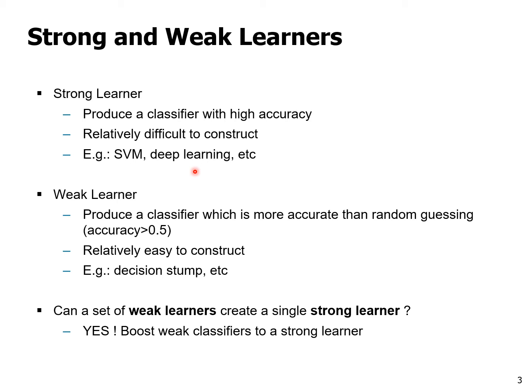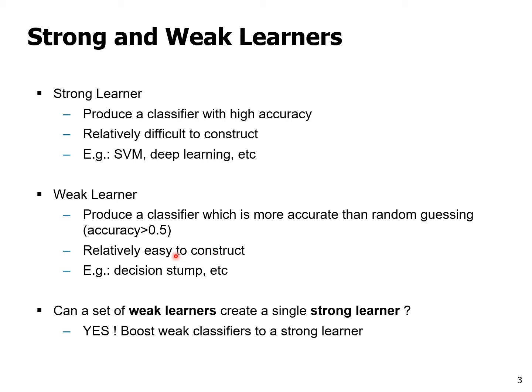The other one is the weak learner. A weak learner is a classifier whose accuracy is better than random guessing. So if you have a classifier whose performance is better than random, then it is a weak learner. Actually, constructing a weak learner is very easy. As long as its accuracy is over 0.5, it is a weak learner. So it's a very easy job, right?